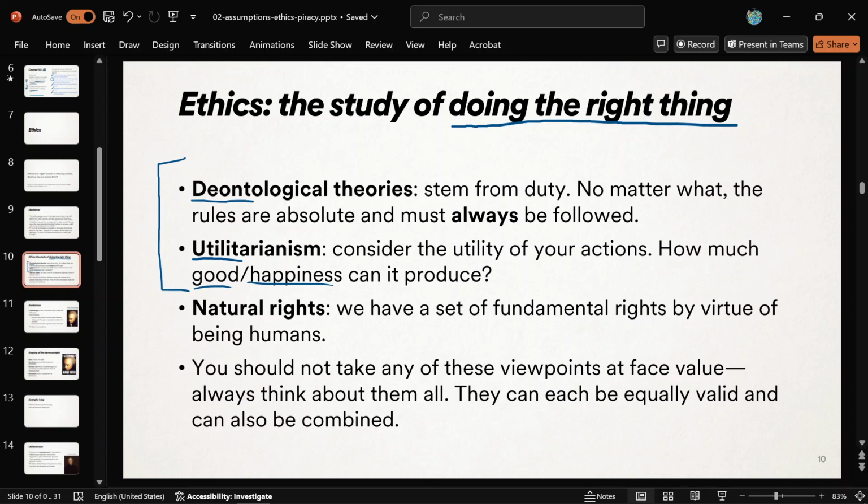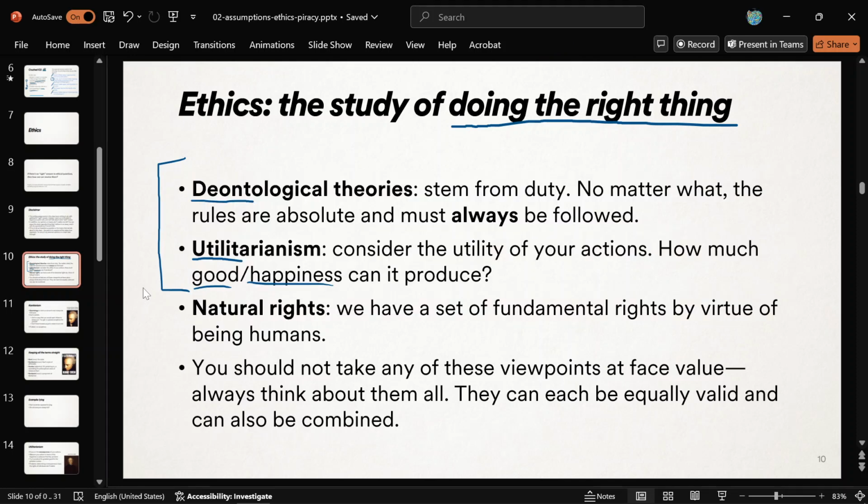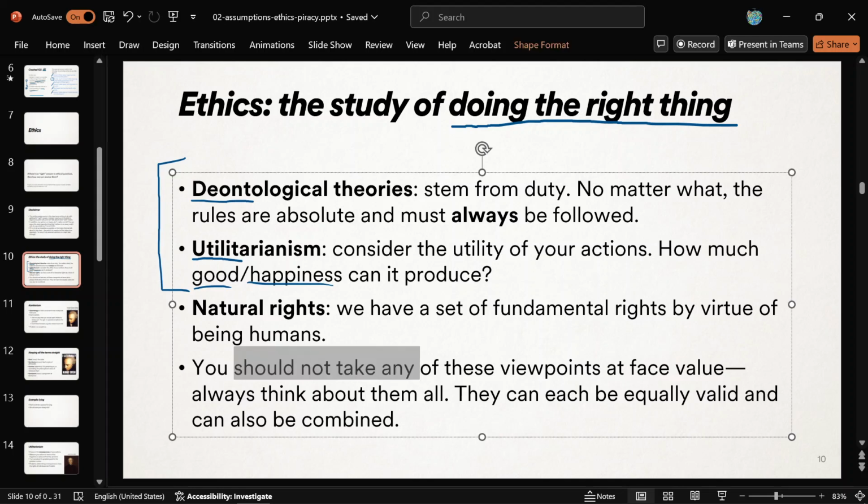And yeah, again, I'm giving you lenses. All of these are lenses. They are, again, not going to tell you the right answer. They're just going to help you think about the problem. All right? Don't take them as fact. You just think about all of them together. They can all be equally valid or not, or invalid.